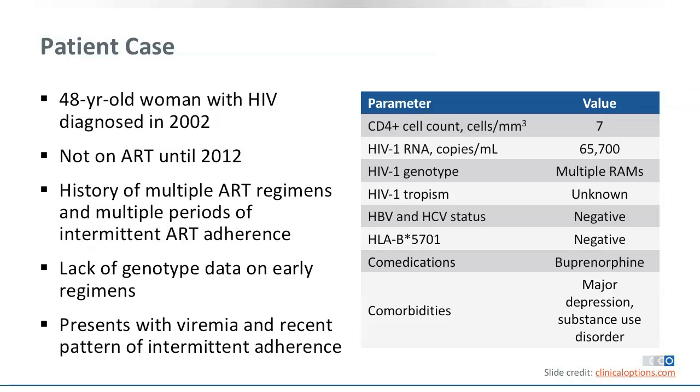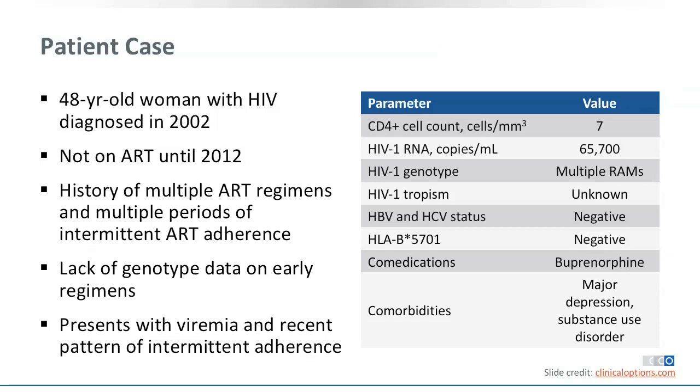She had many years of treatment at other facilities, so I didn't have ready access to a lot of her data. When she came to clinic, she was viremic and did say that recently she hadn't been taking her medications every day and had been missing maybe 3 days or a week or so. When she presented to clinic, her initial CD4 count was 7, and her viral load was 65,700 copies. We'll go through her genotype in a bit, but she had multiple resistance-associated mutations.